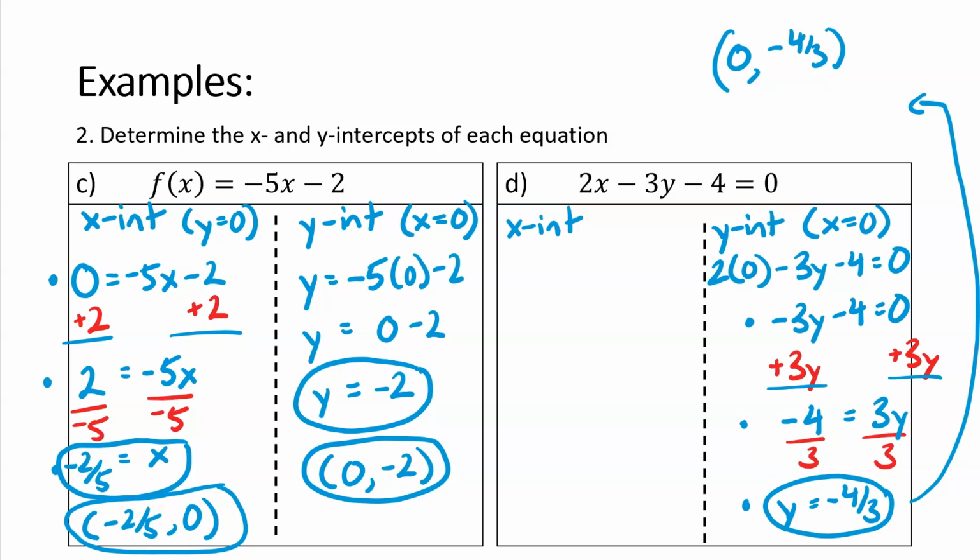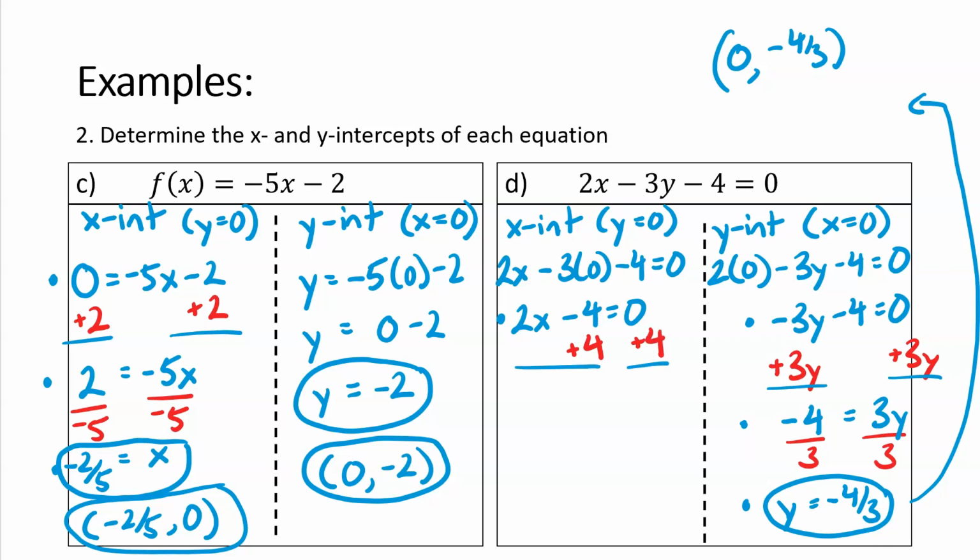As far as the x-intercept, that occurs when the y value is 0, and then we solve for x. So 2x minus 3 times 0 minus 4 equals 0. So the equation we're solving is 2x minus 4 equals 0. And we want to get x by itself, so we'll add 4 to both sides. And we'll have 2x equals 4.